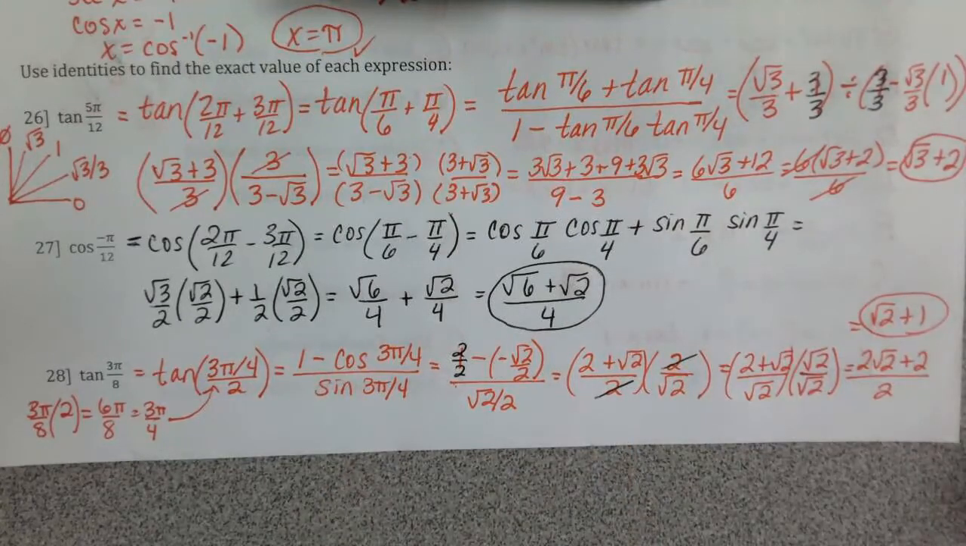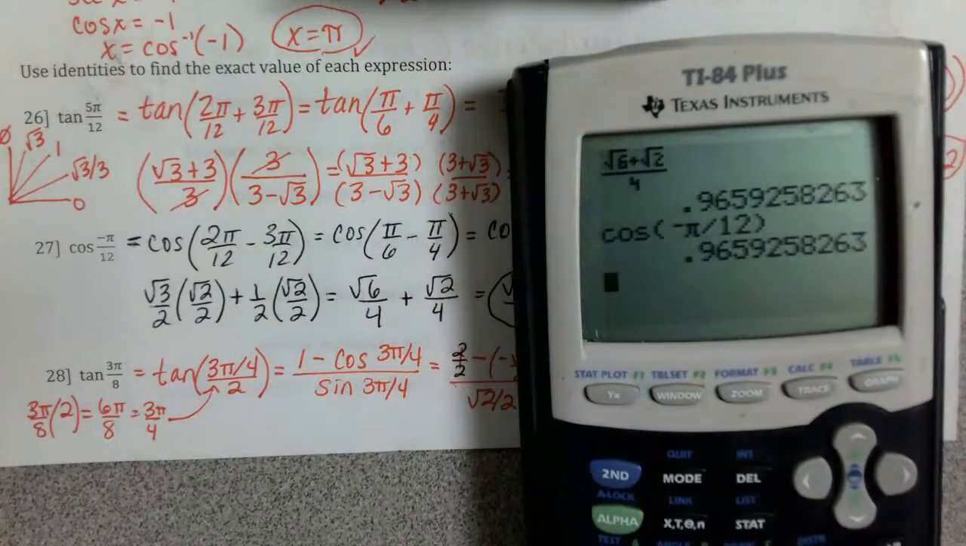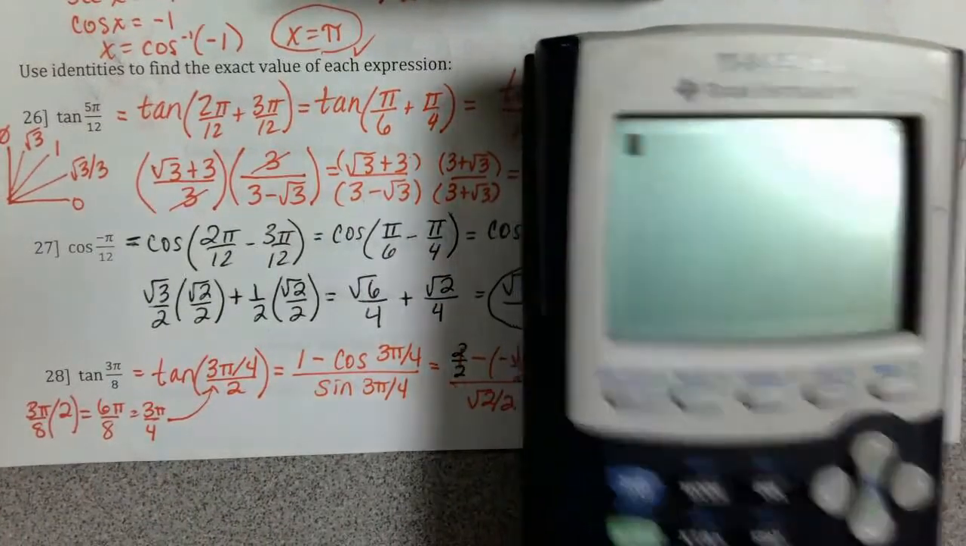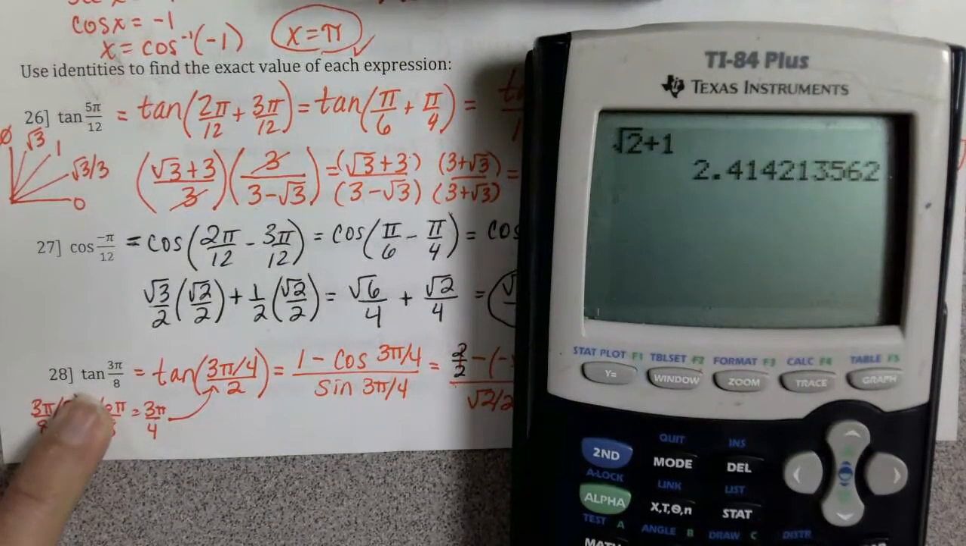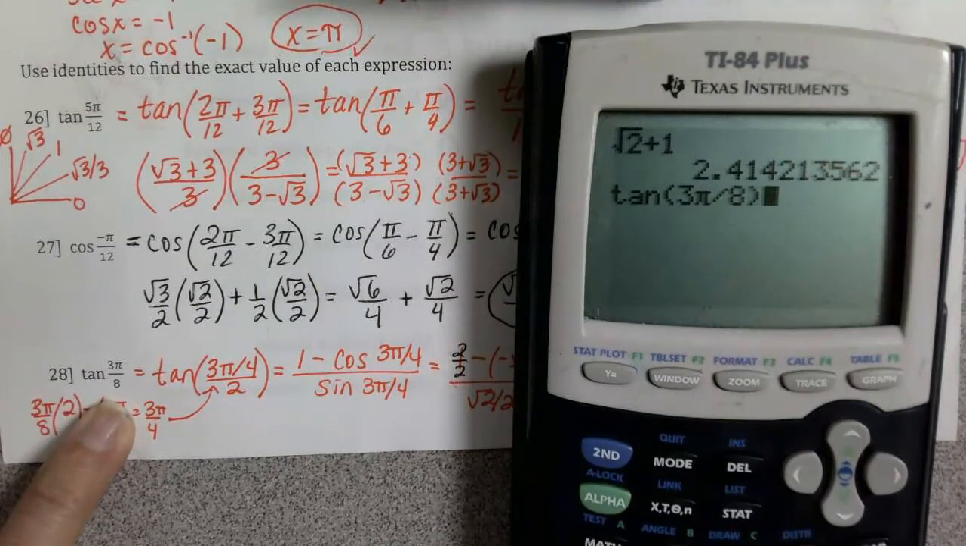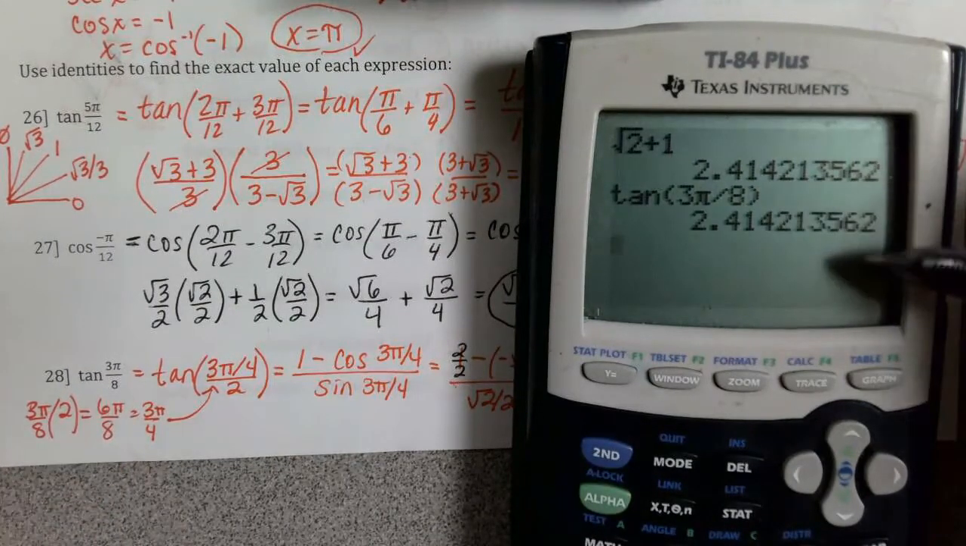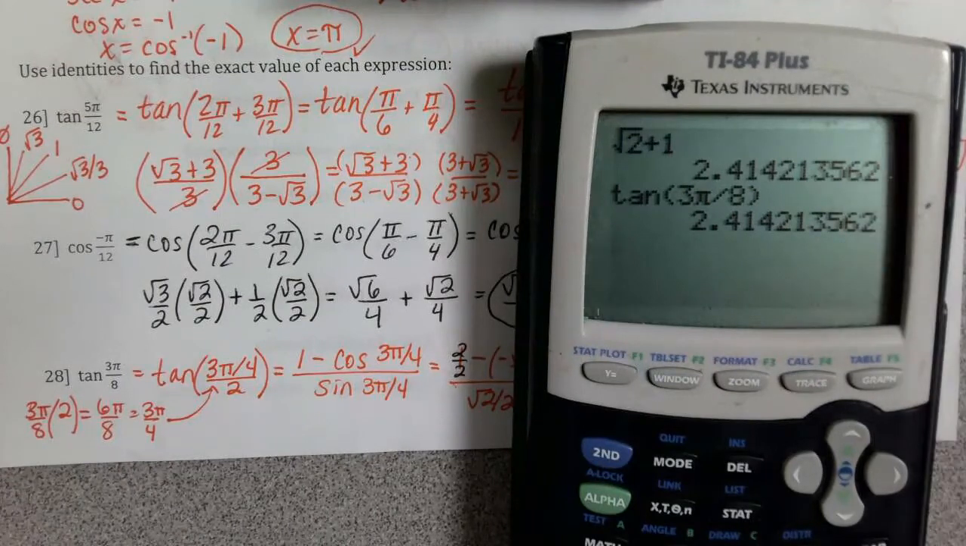And those are all divisible by 2, so that's going to be equal to the square root of 2 plus 1 when we simplify. So we're going to check that in the calculator by comparing the decimal. Square root of 2 plus 1, and we're evaluating the tangent of 3 pi over 8. And we can see that our decimals are equivalent, so that works.